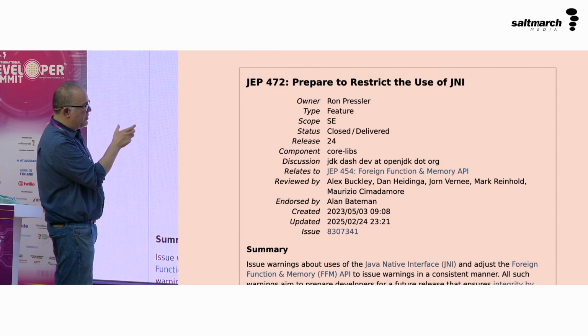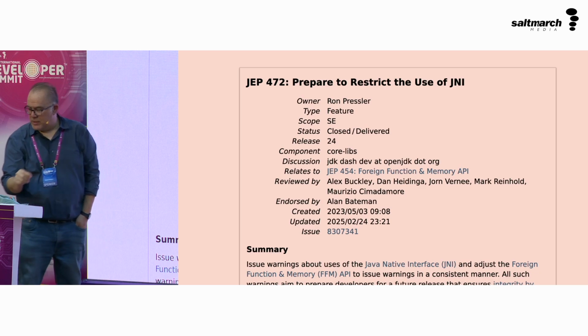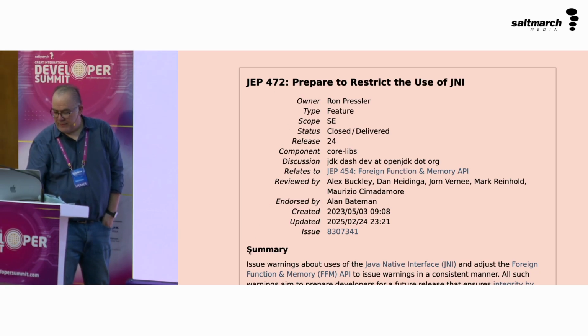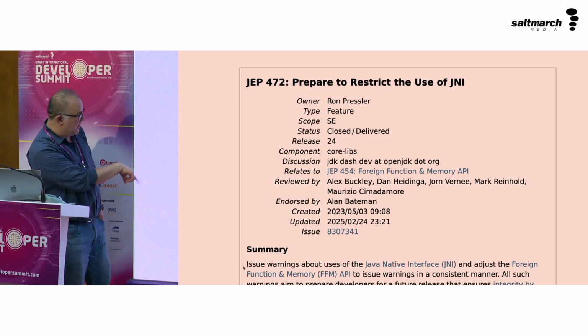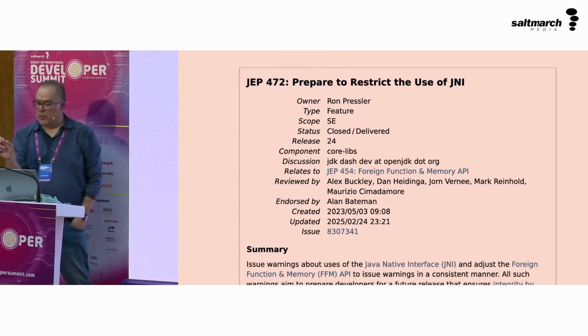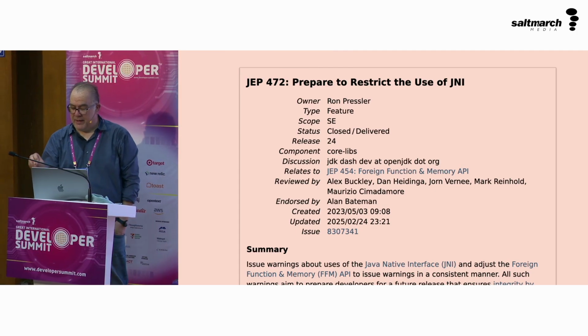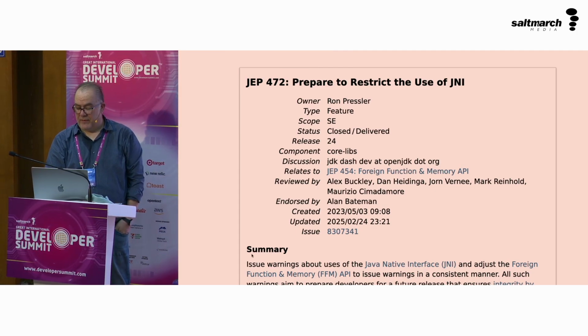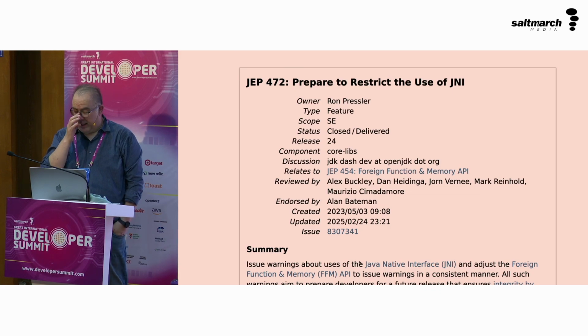I think it needs to be changed. I think the title needs to be changed. And if you see here, I kind of clipped it, but you can see it down there. Summary: issue warnings about uses of the Java native interface and adjust the foreign function memory API to issue warnings in a consistent manner. Okay?